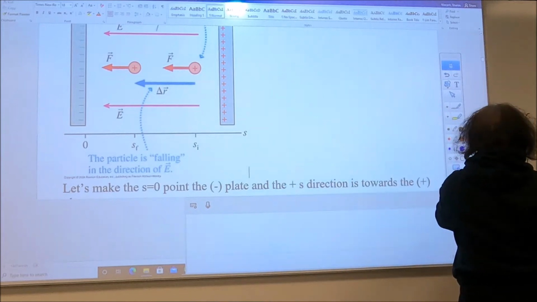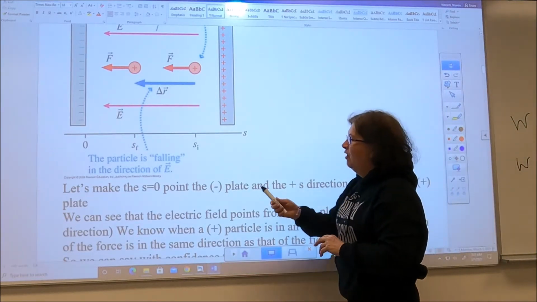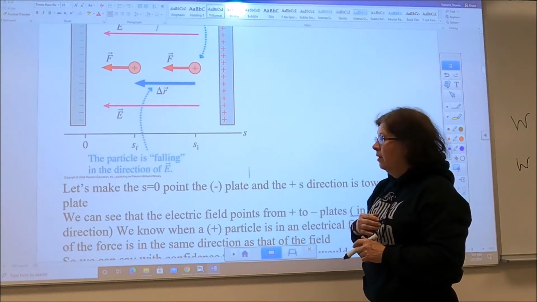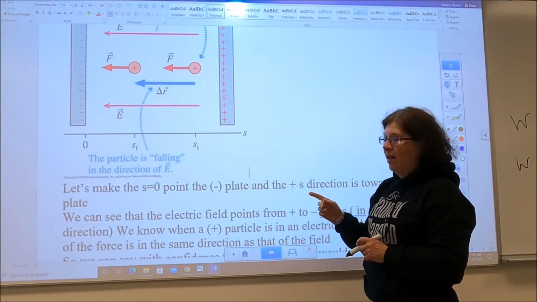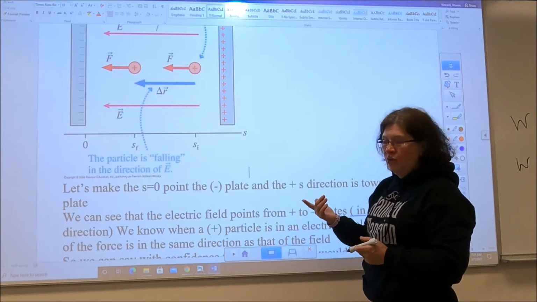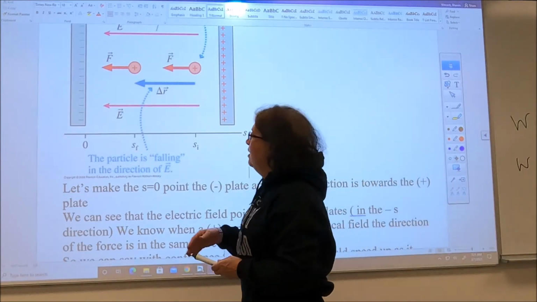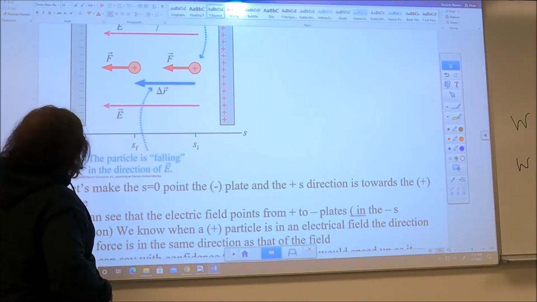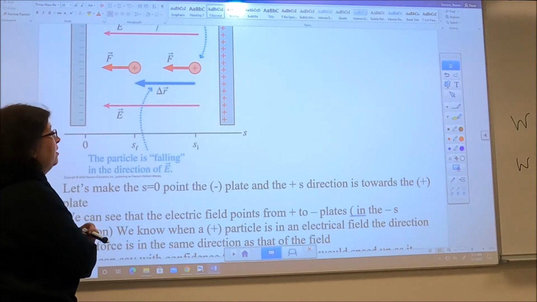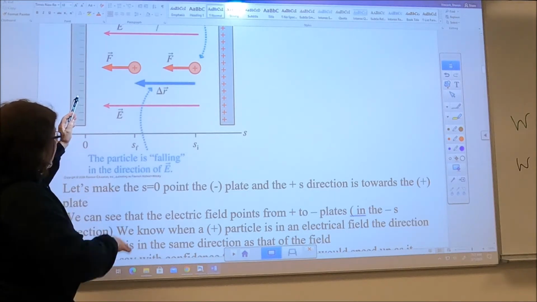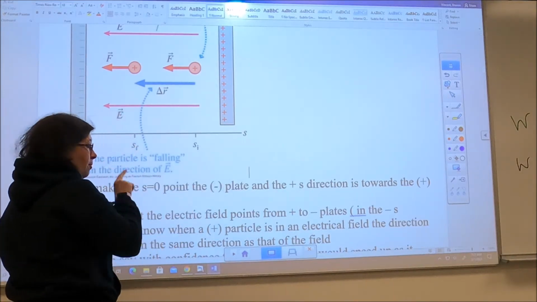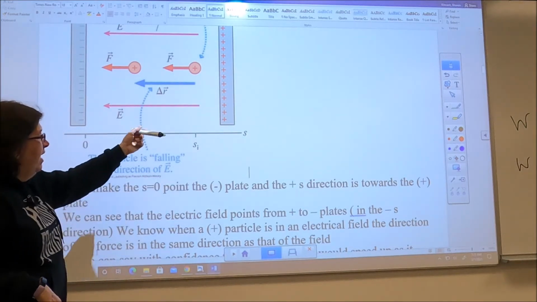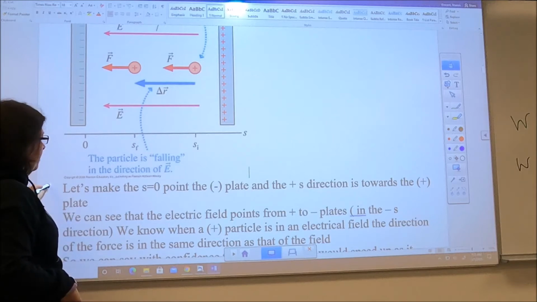Okay, the book refers to this as falling in the direction of E, the electric field. So let's say some point, a 0 point. By tradition, the 0 point of our S-axis in this situation is considered to be the negative plate. So that's why the negative plate was put over here, because we're used to the positive direction being to the right. Okay? So positive S is toward the positive plate.